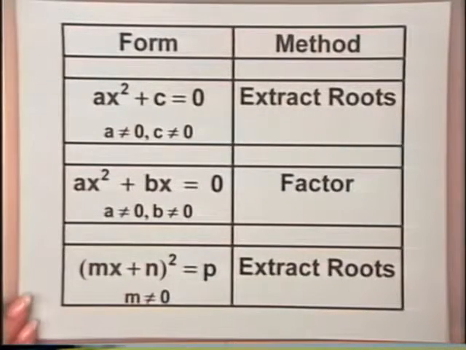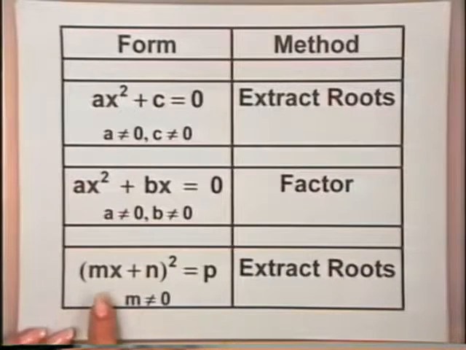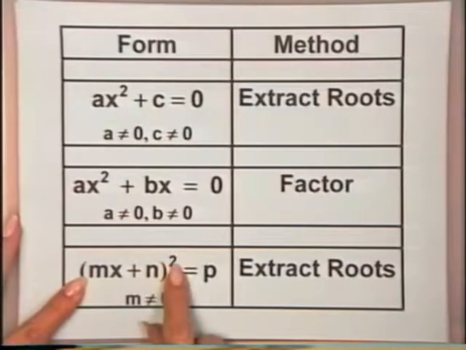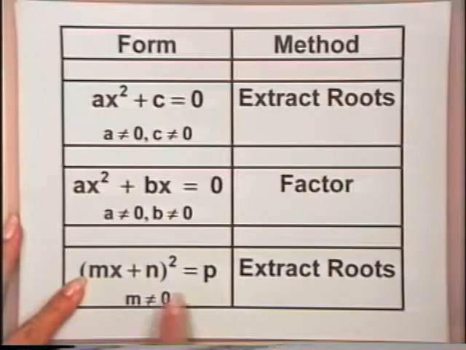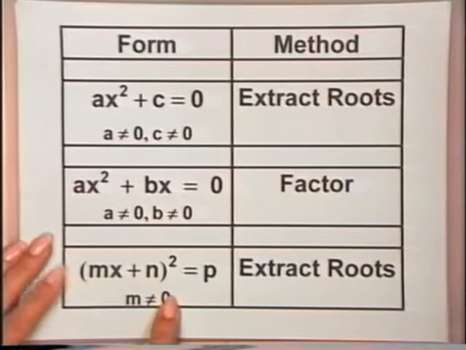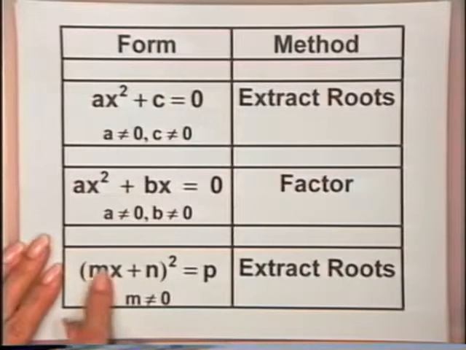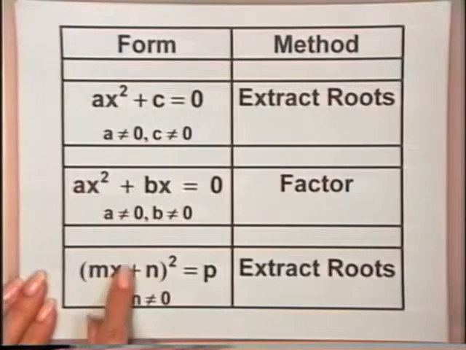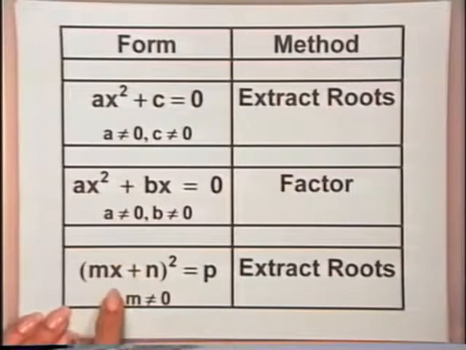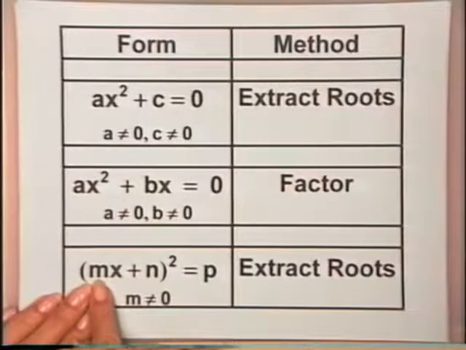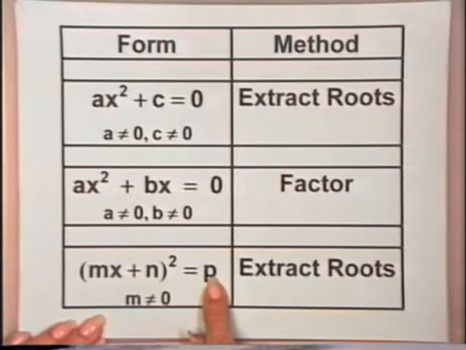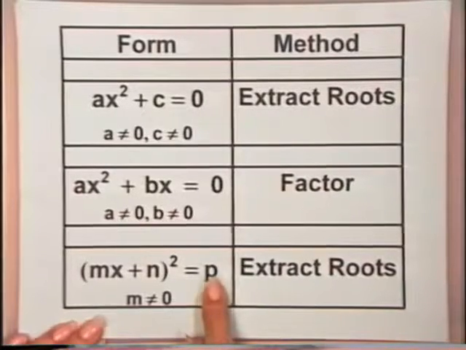For this last form that I have here, notice I have mx plus n in parentheses squared equals p. M does not equal 0. That just means that I have to have this term mx. Notice that this mx term is a linear term. This means x to the first power. M simply stands for the coefficient of x. N represents a constant. P represents a constant.